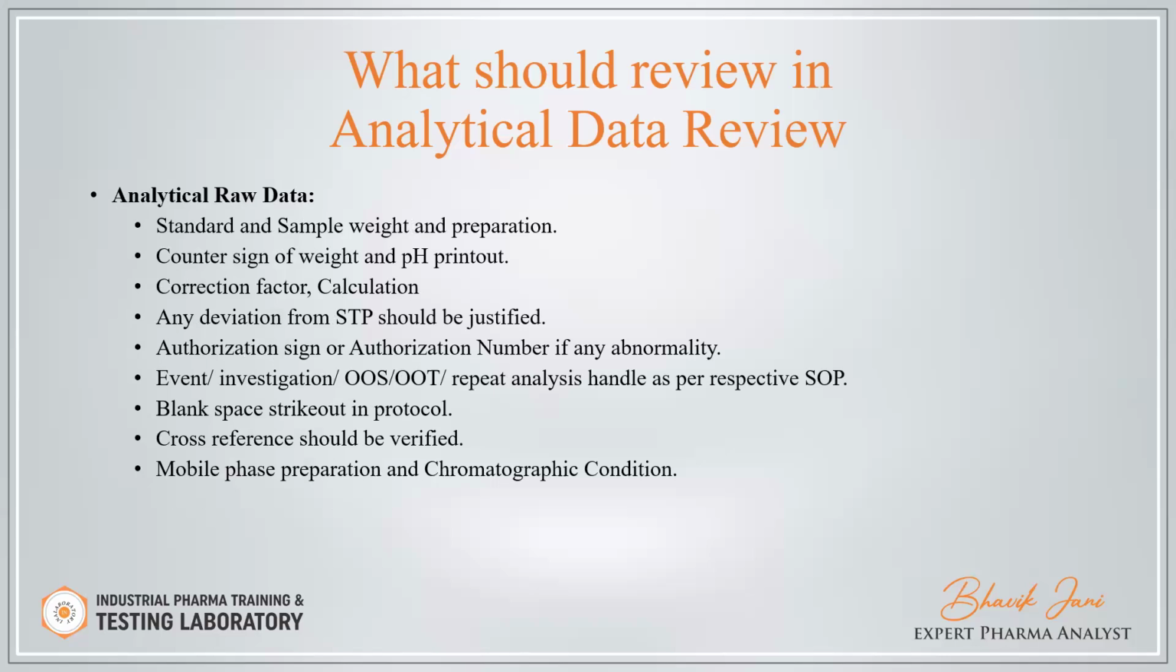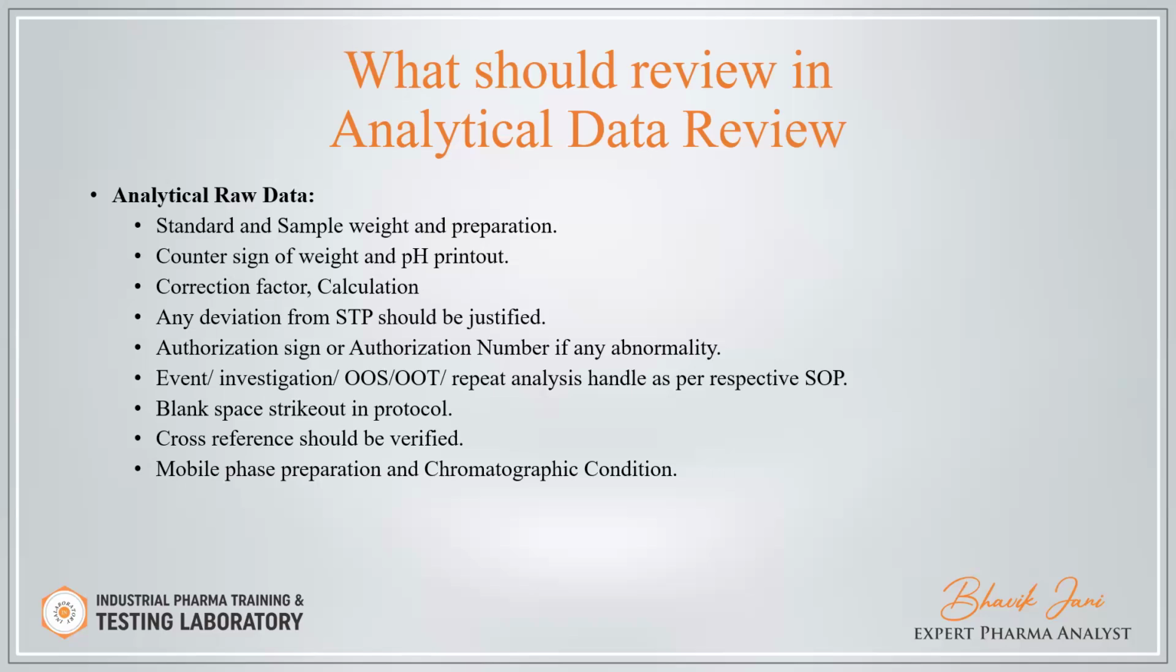Then you have to start the analytical raw data review, where you review the standard and sample preparation, standard and sample weight, countersign of the weight and pH printout, correction factor and the calculation. Any deviation from the STP should be justified. Authorization sign or authorization number should be available if any abnormality is there. If incidents, events, OOS, OOT, or any repeat analysis are there, you have to check that they are handled through the respective SOP.